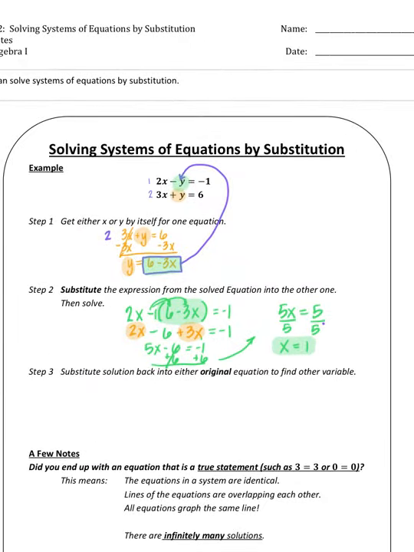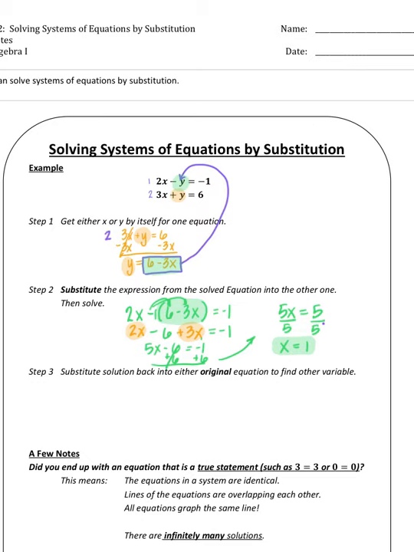Now I'm going to substitute x equals 1 back into either one of my equations. It doesn't matter which one. Okay, because now I know that x equals 1. I have to solve for y and get y to equal a number. We already got y equals 6 minus 3x, but we want to plug it back in to one of our two equations to find the other variable. So let's plug that into equation number 1.